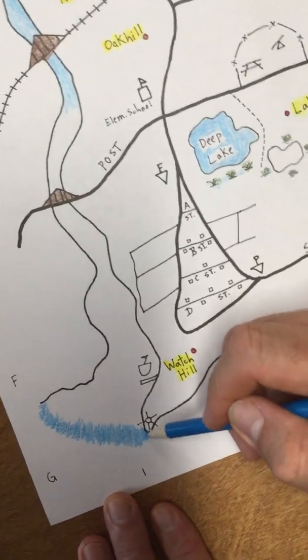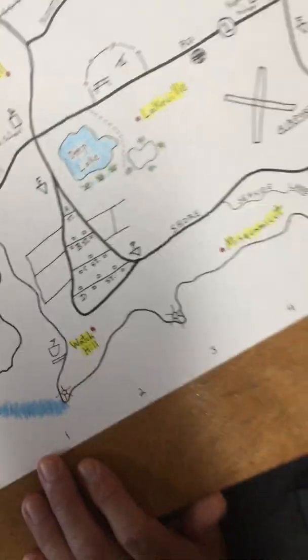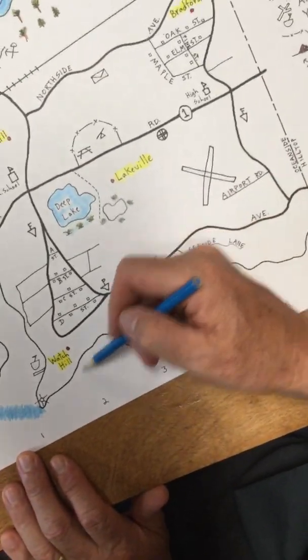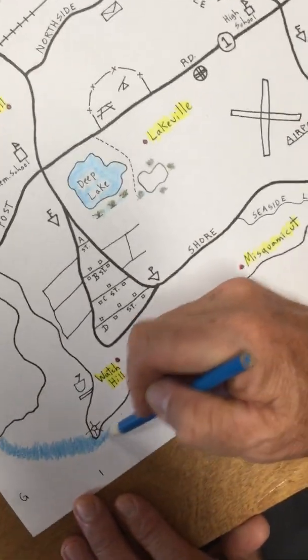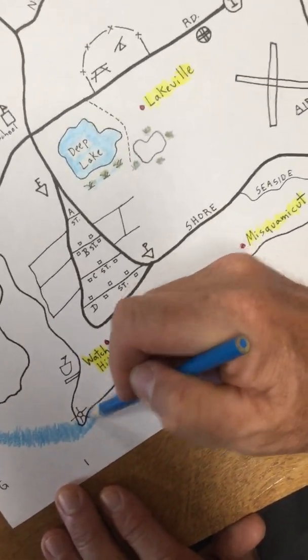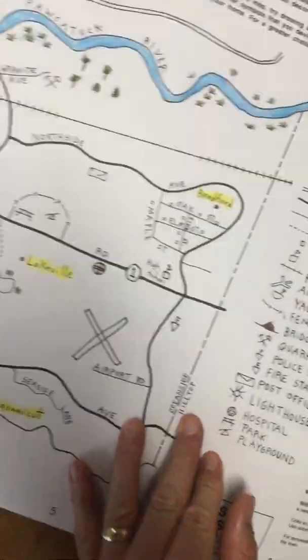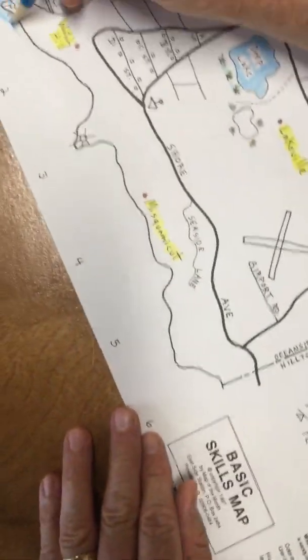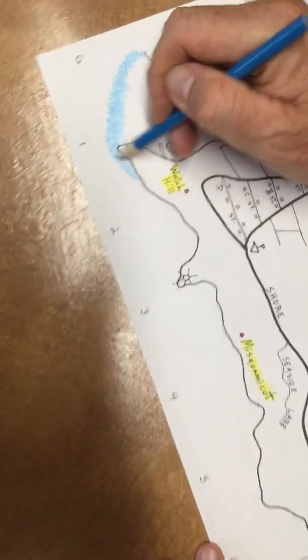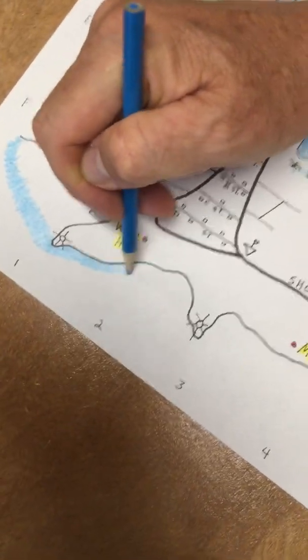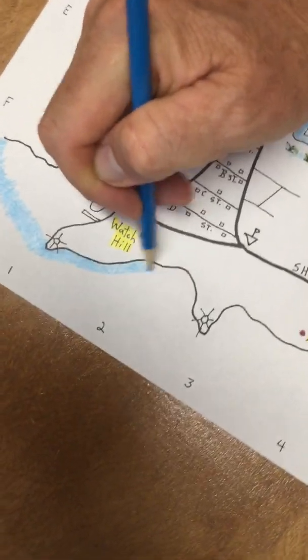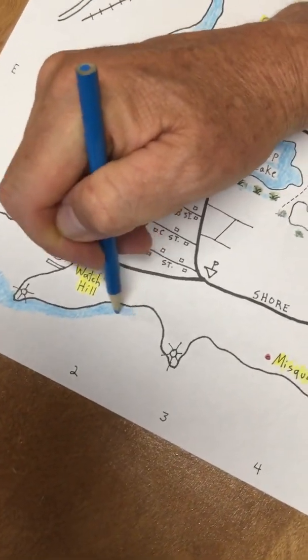Now we have a nice coastline along that ocean, and that coastline is where the water meets the land. What I do is I turn my paper a little bit to make it a little easier, and I'm going to put a little edging of blue along the coastline. All you need is about 1/4 of an inch or so.